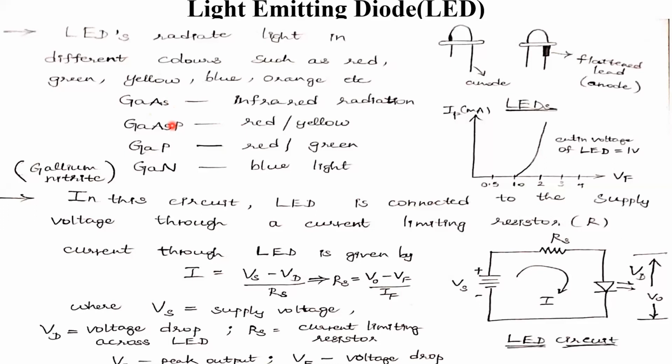Those materials we can call direct band gap materials. Indirect band gap materials, like silicon and germanium, are somewhat indirect band gap materials. Direct band gap materials are mainly used in optical fibers. These are the different types of semiconductor materials.